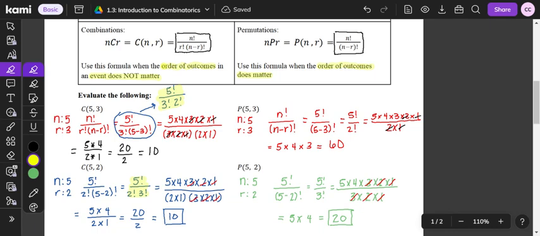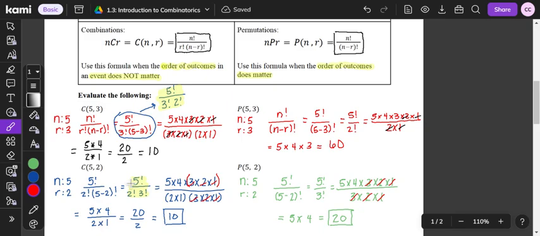Okay, another thing I want to point out to you is a shortcut. Once again, if I look at this, I have 5 factorial divided by 2 factorial times 3 factorial. If I write out 5 factorial, that's 5 times 4 times 3 times 2 times 1. That 3 times 2 times 1, just look at that part. That is the same as 3 factorial. That's why it cancels.